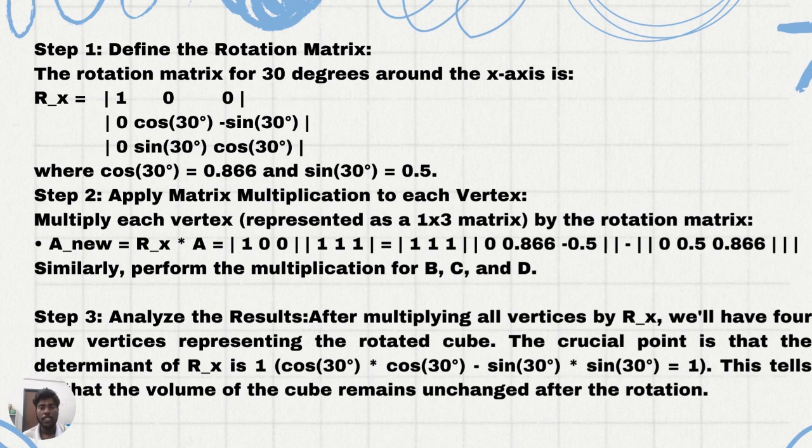The crucial point is that the determinant of Rx is cos 30 times cos 30 minus sin 30 times negative sin 30, which equals 1. This tells us the volume of the cube remains unchanged after the rotation. Thank you.